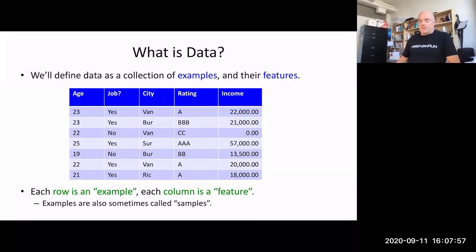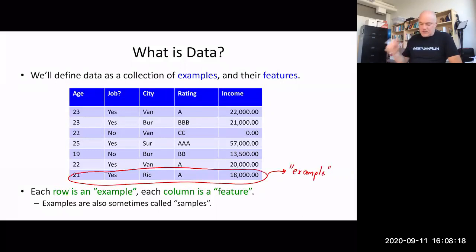Okay. So what is data? It seems like a pretty obvious question, but actually the way we treat data here is relatively particular, which is to say that we'll define data as a collection of examples, or I quite often call them samples, but examples and their features, okay? So each row is an example and each column is a feature.